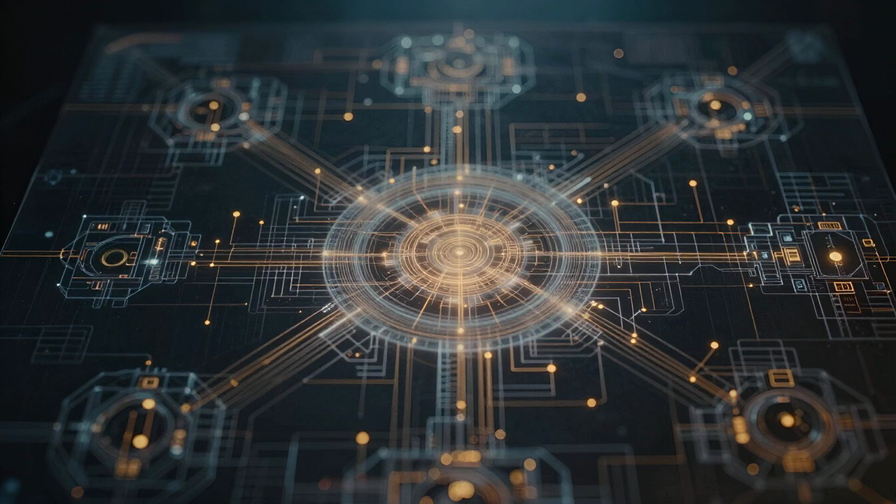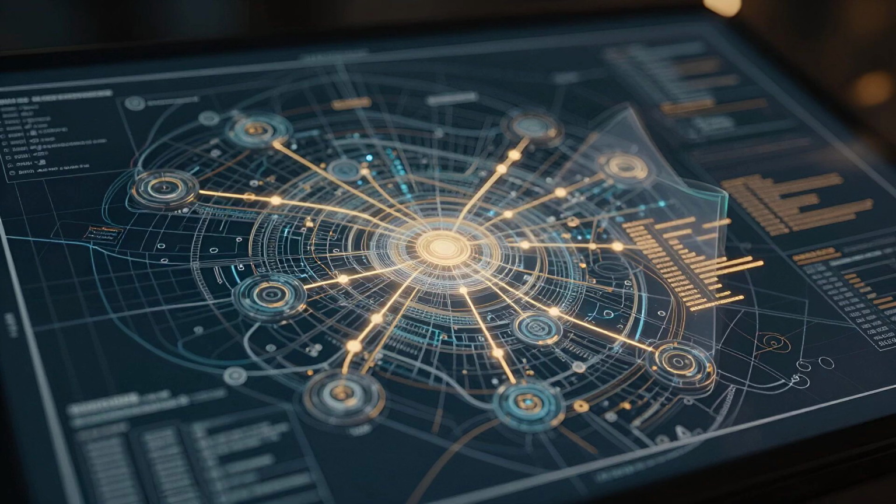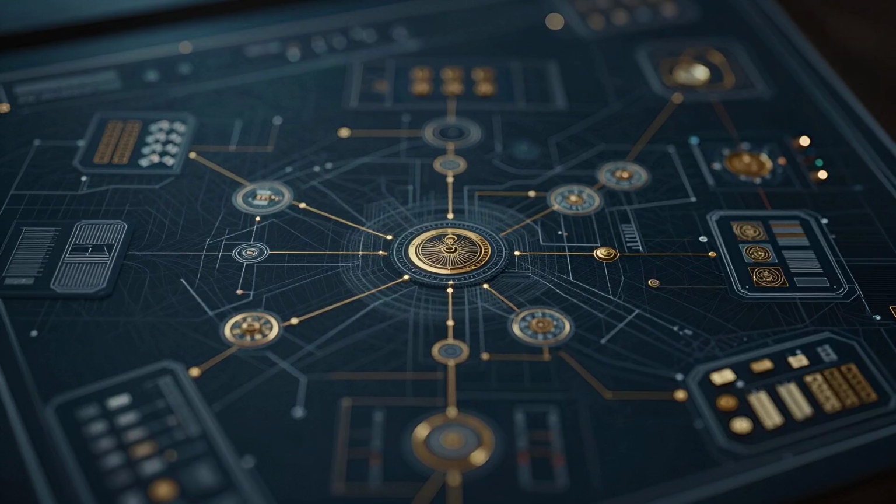See the system before you touch it. Map it before you change it. Understand it before you optimize it. Analyze the problem. Map the system. Then, and only then, fix it.